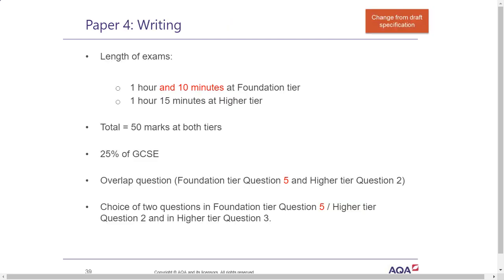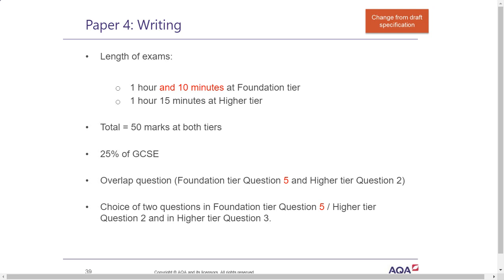We're moving on now to Paper 4 Writing. Teachers told us that the format of our current writing paper was accessible to students of all levels of attainment, differentiated well between students, and they feel successful. So we've retained as many aspects of our current writing paper where possible.